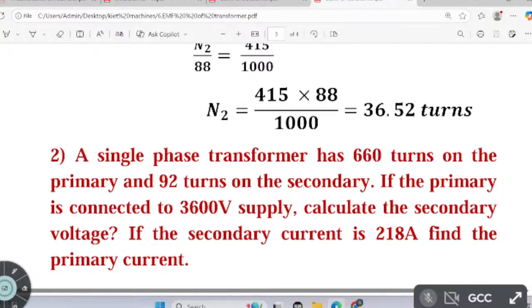Write down the second problem. Okay, so with this, except induction motor, all machines topics are over. Induction motor I have to tell.